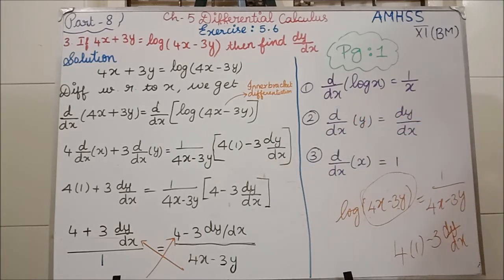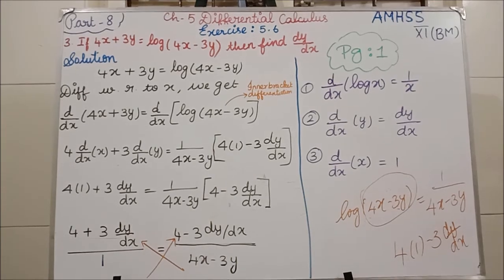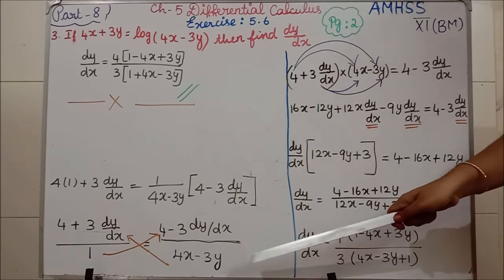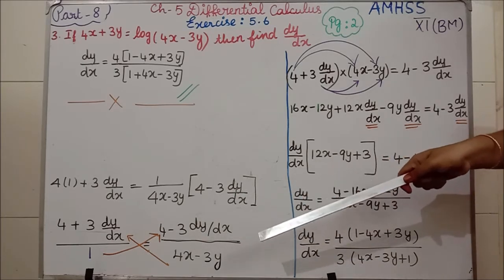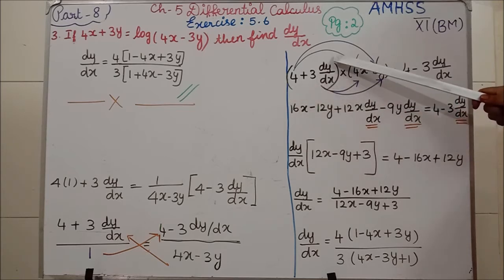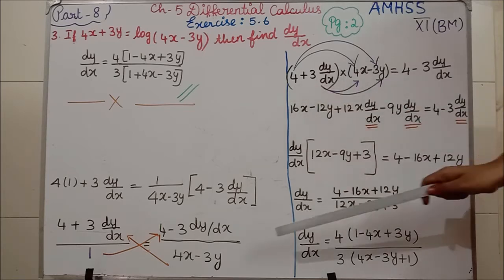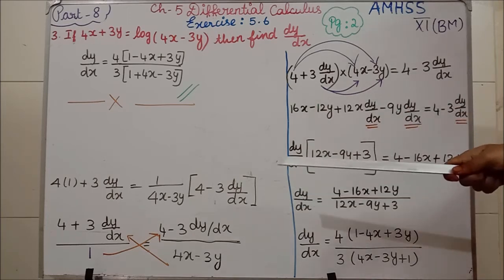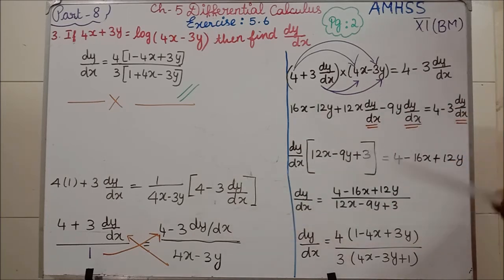Clear, all of you? Now I will erase this and write the remaining problem. Students, this is the last step on page number 1. We did the cross multiplication. Now if you do cross multiplication, (4x plus 3 dy by dx) into (4x minus 3y) is equal to 1 into this numerator. If you multiply, we will get 4 minus 3 dy by dx.